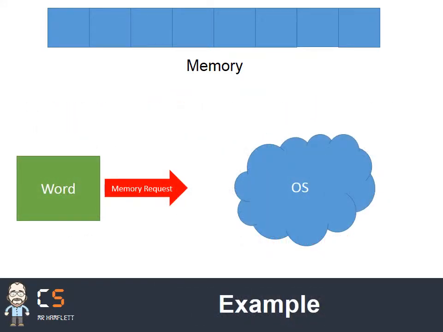Let's think of an example. Let's say I've got Microsoft Word open, and I'm writing up my notes for a computer science lesson. I need some more memory. My Word document has gotten bigger and I'm running out of memory. I need more from the memory manager, so a request is going to go to the operating system.